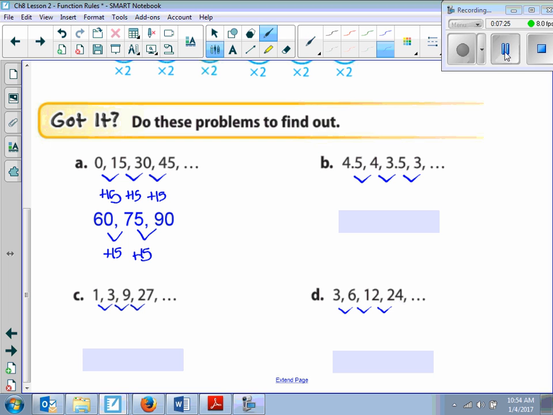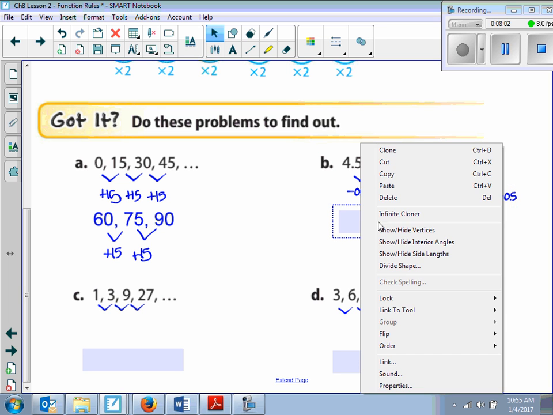Minus 0.5, right? And how do I get from 4 to 3.5? We're going to subtract another 0.5. How about 3.5 to 3? Minus 0.5 again, right? So how am I going to get from 3 to the next one? Minus 0.5. So 3 minus 0.5 is going to give me what? 2.5.